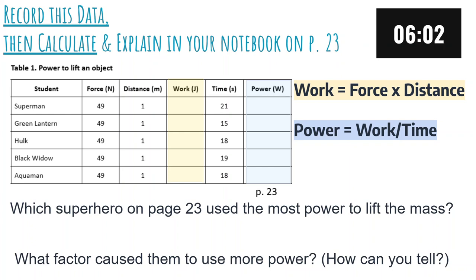Okay, so please calculate work and power for each of these instances. And then at the bottom of page 23, write which superhero used the most power, or was the most powerful in this case, and what do you think caused them to use more power? Or more importantly, how do you know? How can you tell that they used more power? In class, we'll give you some time to do these calculations. If you're watching the video, you can pause and do the calculations and then restart the video.